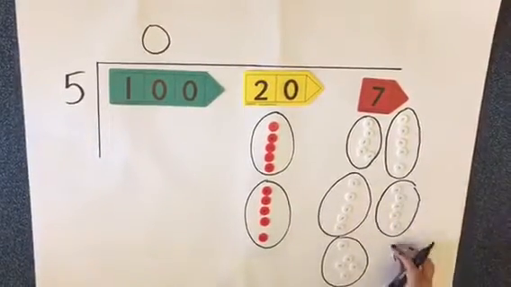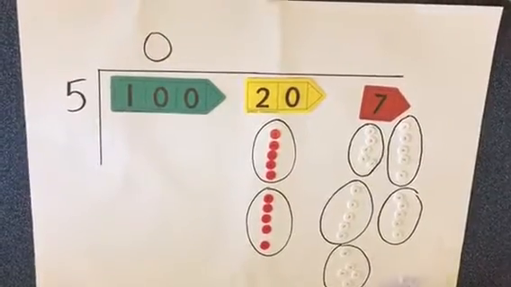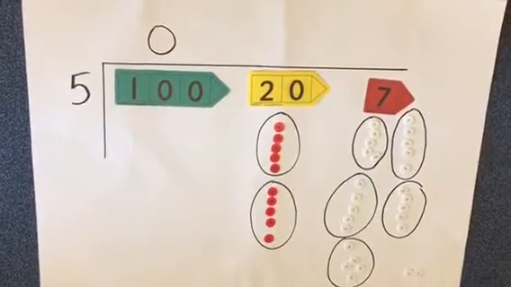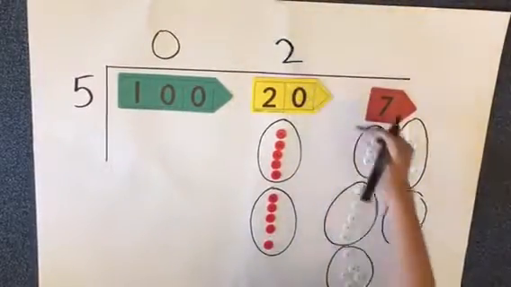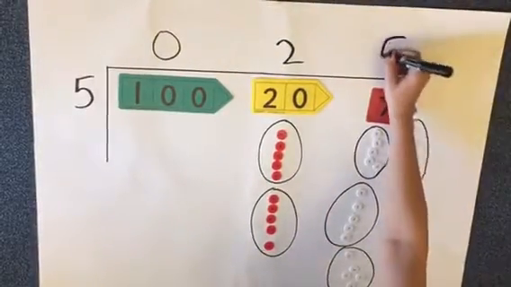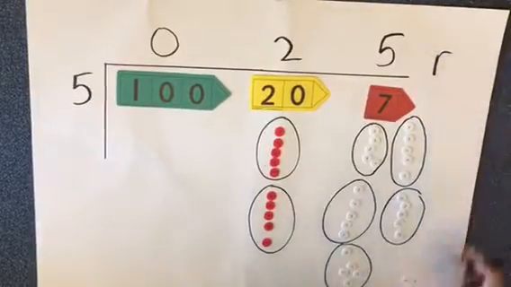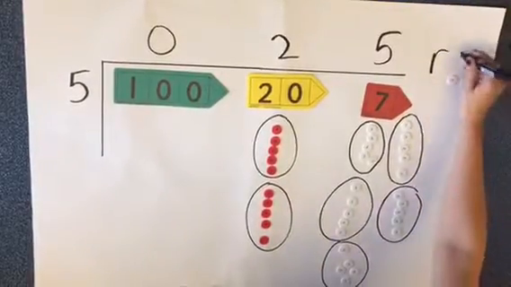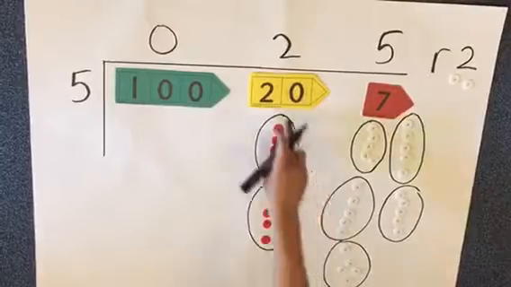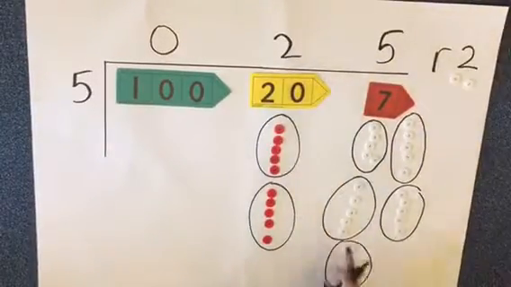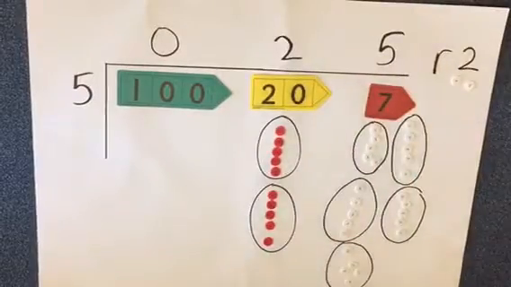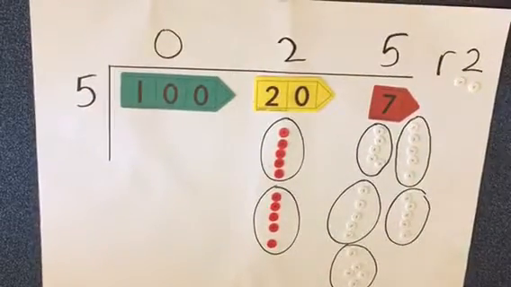I can then see that I've got 2 that can't be grouped into 5, which are going to make my remainder. I'm going to represent this. Oh, I didn't write my 5. And then I'm going to do an R for my remainder. And 2. Having drawn the circles around, I can check that my answer is right. So I've got 2 groups of 5 and 5 groups of 5. So my answer is 25, remainder 2.